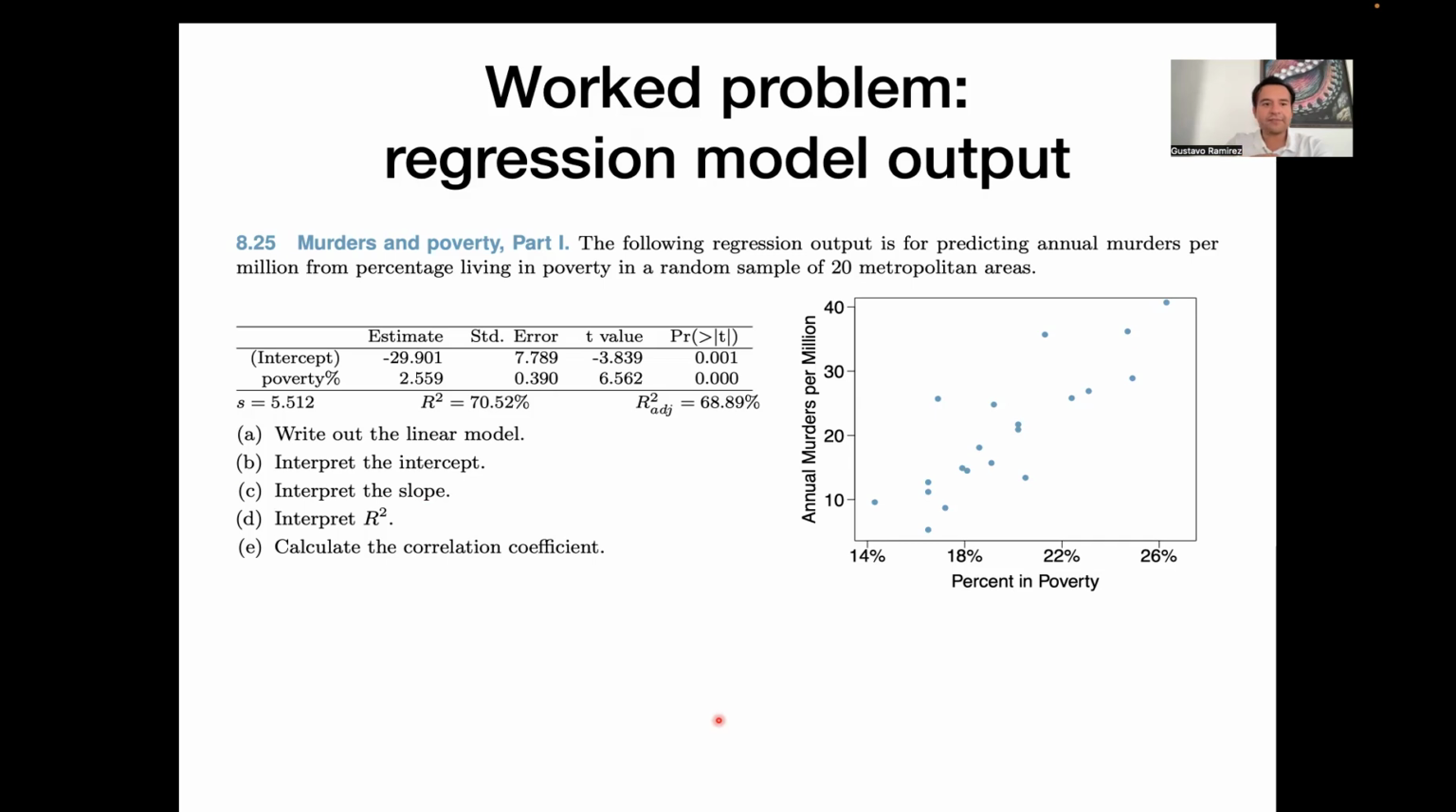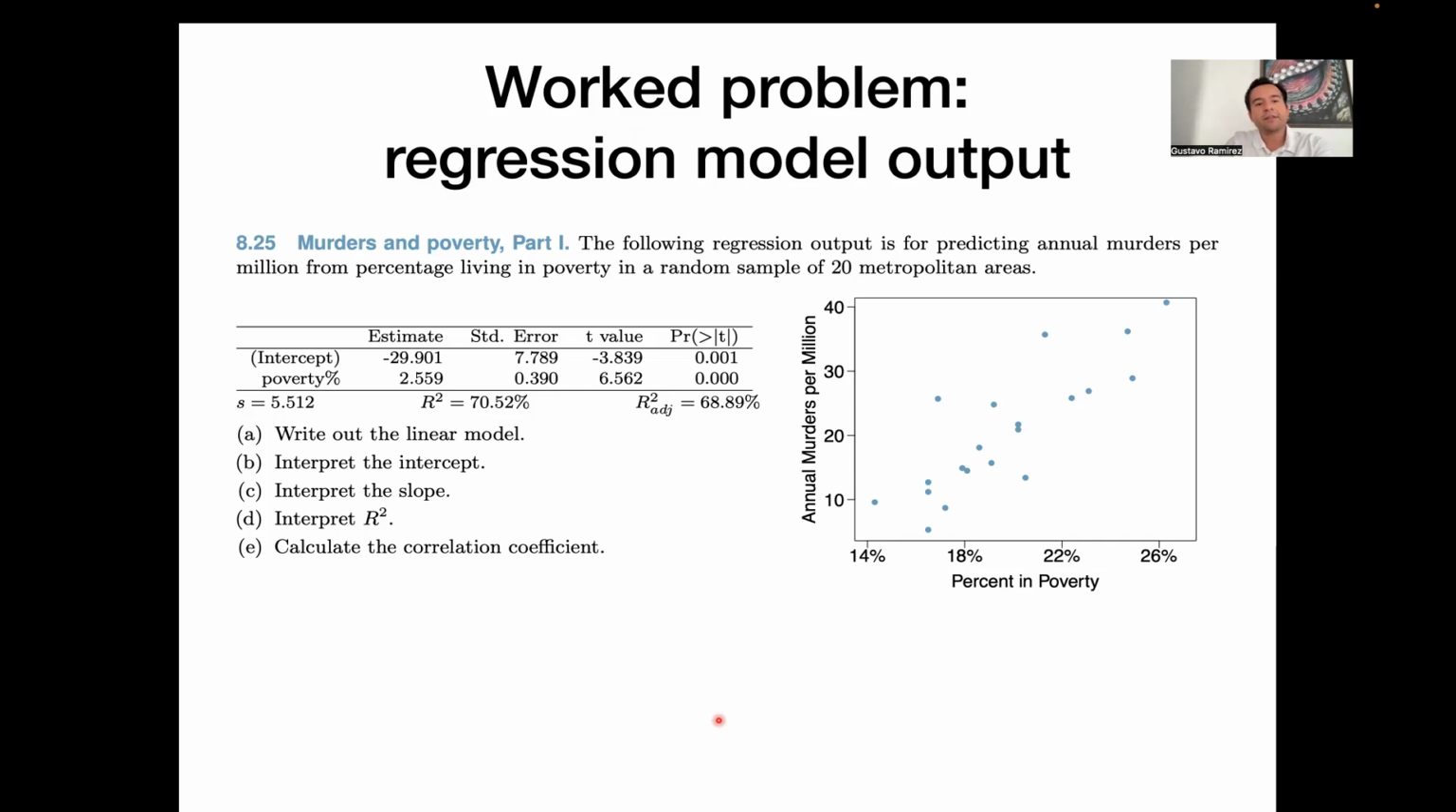That first column, estimate, is your beta naught, the y-intercept, which is negative 29.901. That is the y-intercept, which is one of the parameters for the model. Again, that is the first cell under the column of estimate. So they're estimating parameters. That's what that column represents.